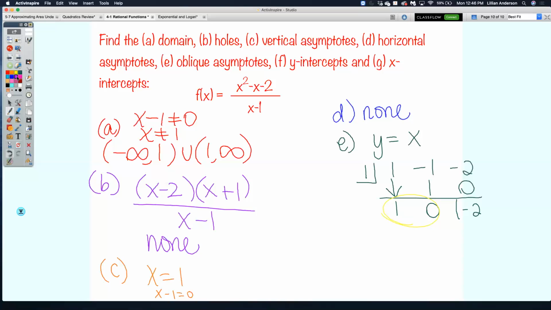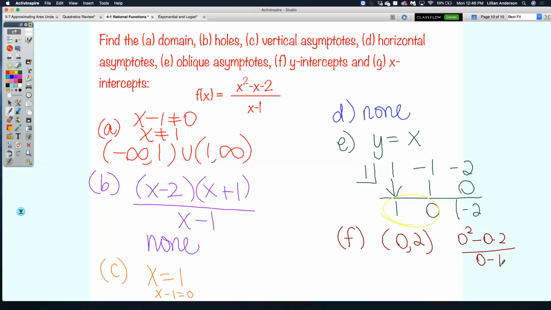What about the y-intercept? (0, -2). Or no, (0, 2). Just 2? Very good. Remember, you plug in 0 for all of your x's. That's how you get -2 over -1, which is a positive 2.